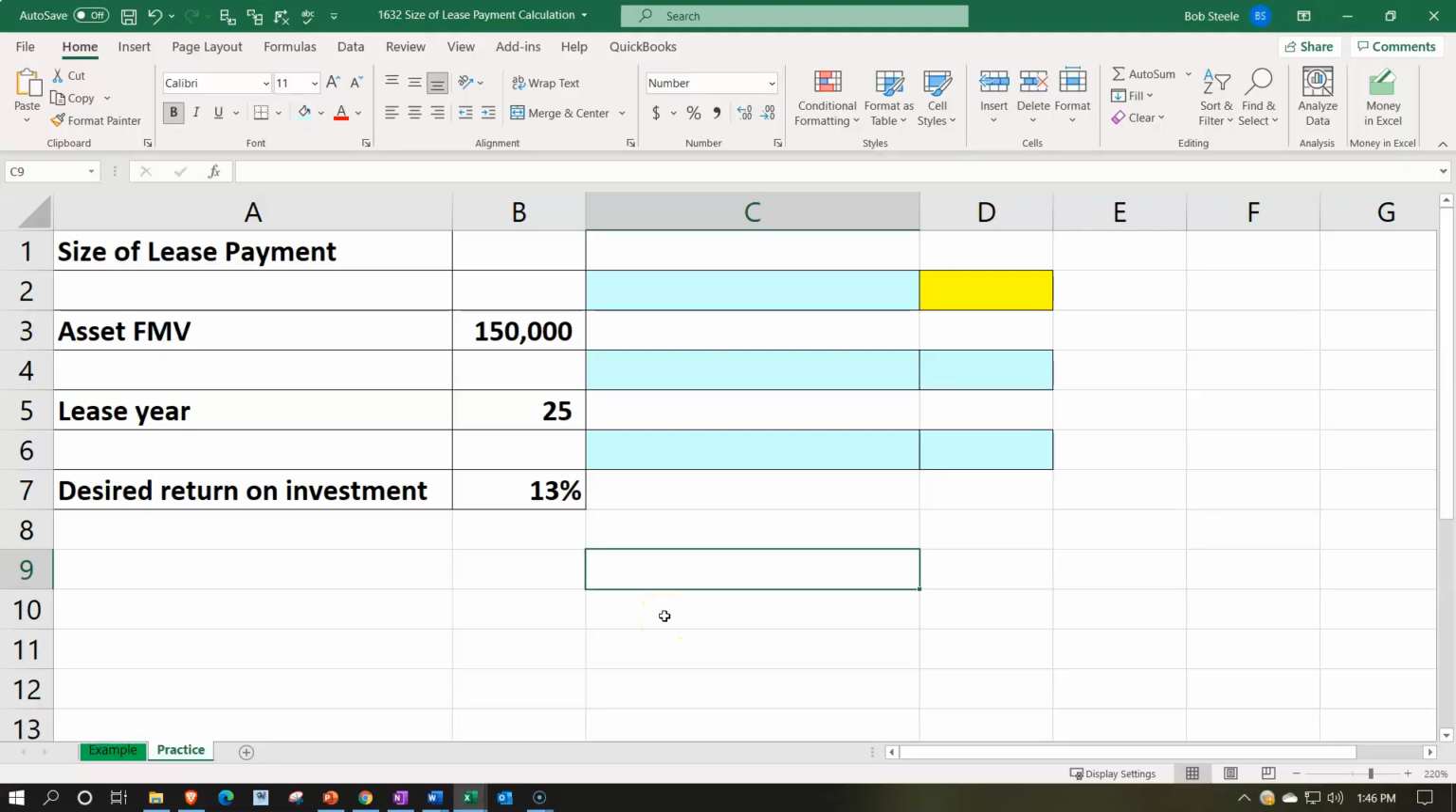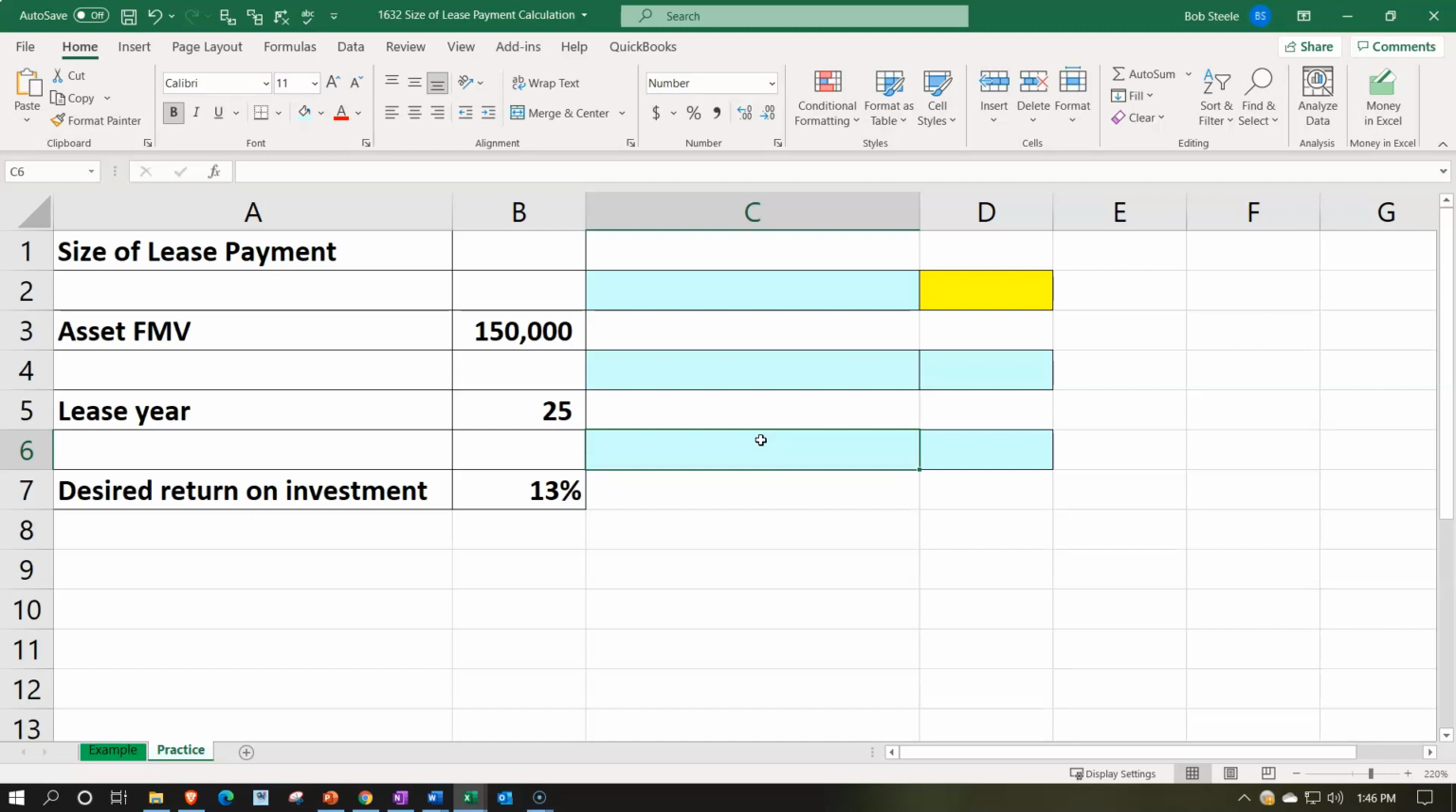Here we are in our Excel worksheet. If you have access to the Excel worksheet and would like to follow along, note that we're in the practice tab as opposed to the example tab. The example tab in essence is an answer key, with information on the left-hand side populating into the blue area on the right-hand side. We have a situation where we want to calculate what the lease amount should be.